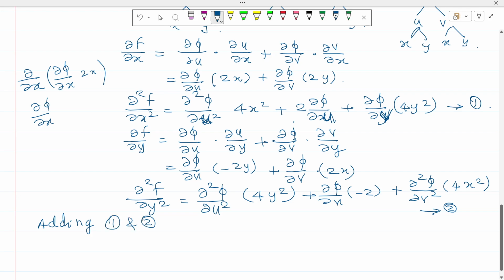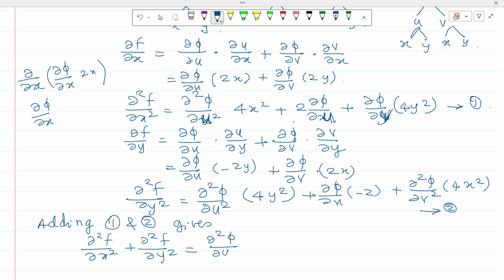Adding 1 and 2, that gives ∂²f/∂x² plus ∂²f/∂y² equal to, so here we are taking 4x², 4y² common, then ∂²π/∂u² plus ∂²π/∂v², and then 4x² plus 4y².